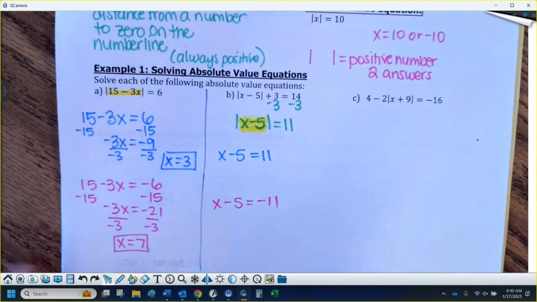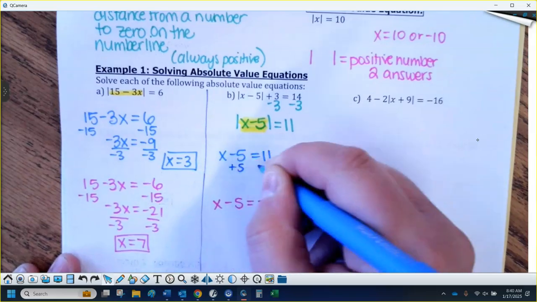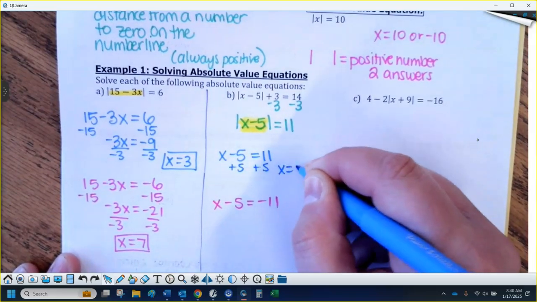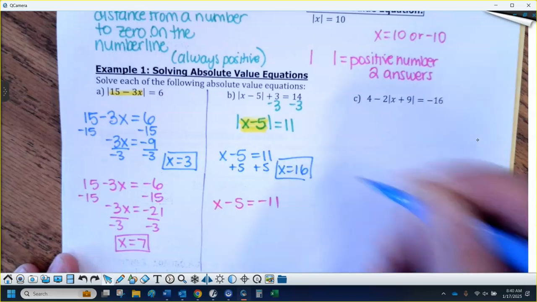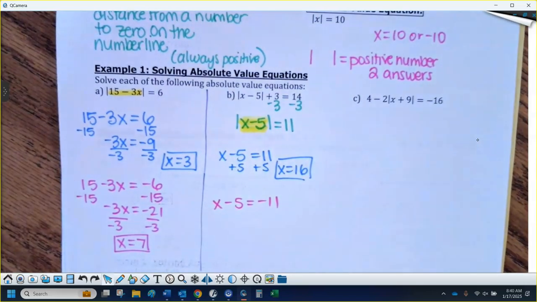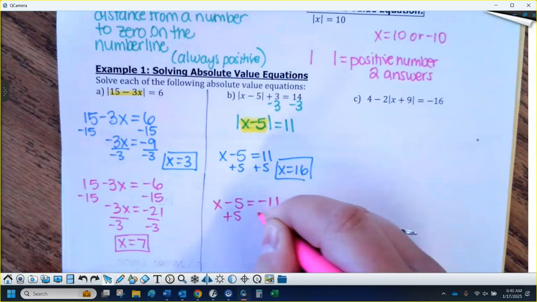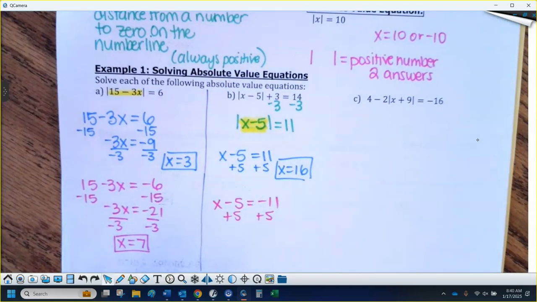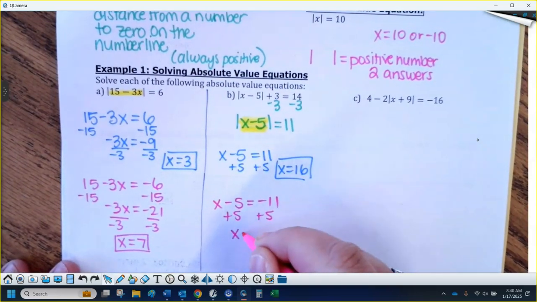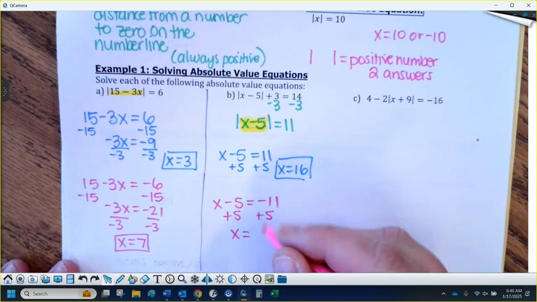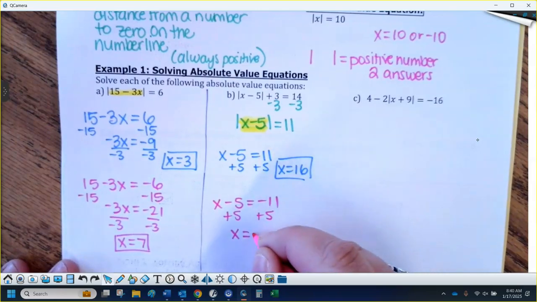Now, this is way quicker than the problem we just did. Literally, I just have to add 5. So one of my answers, 16. And if you think about that, plug 16 in for x, right? 16 minus 5, that's 11. That makes that true. If I solve the other one, I'm going to do the same thing. I'm going to add 5, but we'll get a totally different answer because of the way this was set up. So negative 11 plus 5 would be, let's see, negative 6.